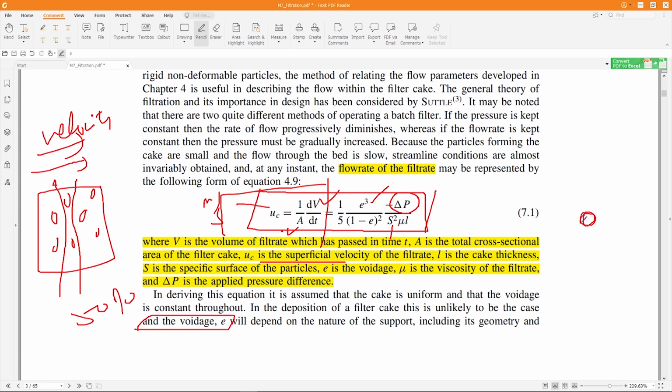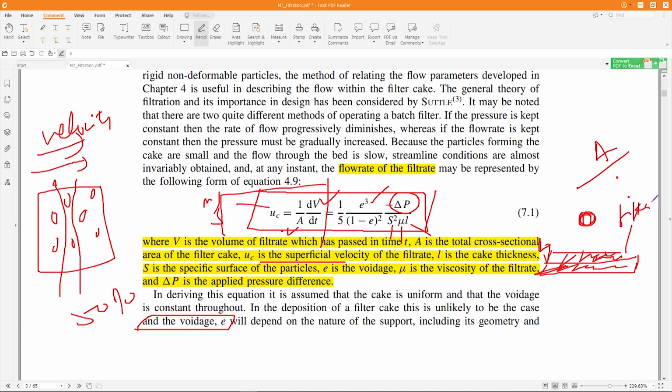Suppose you have this solid particle. What is the specific surface area? That is the surface area per unit mass of the solid. What is mu? Viscosity of the filtrate. What is L? L is the thickness of the filter medium or cake thickness. Okay, L is the cake thickness. Remember what is cake? You have the filter medium at the bottom of the cake layer, right? So the thickness of the filter cake is L.